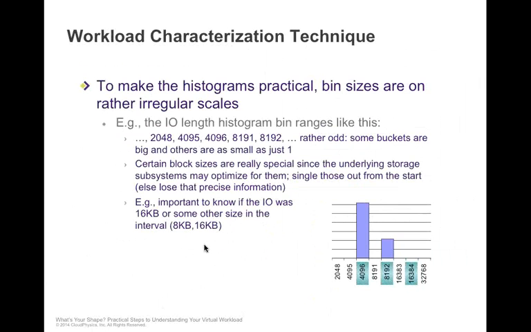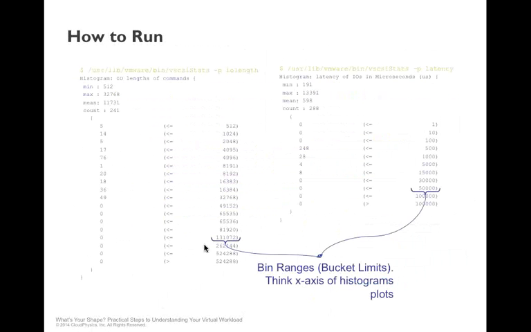But if you see like a 2.5K or 3K, 3.5K kind of an IO, that'll end up in the bucket to the left there. So it's very important to know if the IO was, say, this power of 2, 16 kilobyte size, or some other IO size between the range of 8K and 16K, and that can be captured here. So it's a little jarring when you look at it the first time, but the moment you realize why it was done, it ends up being quite powerful.